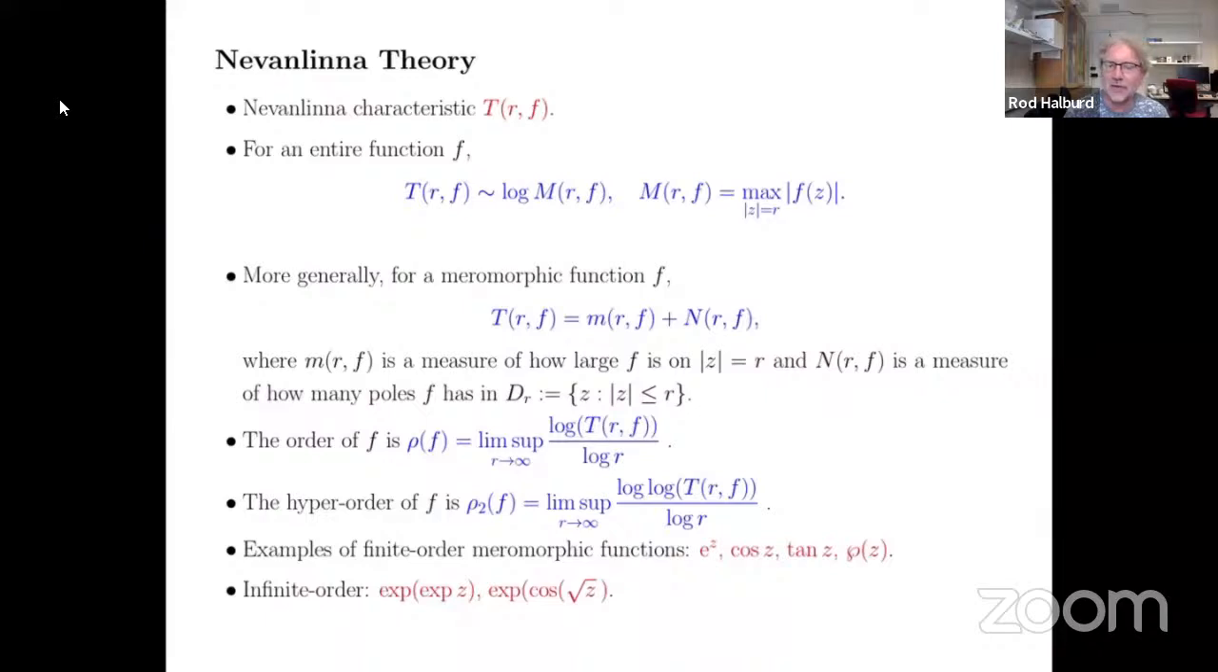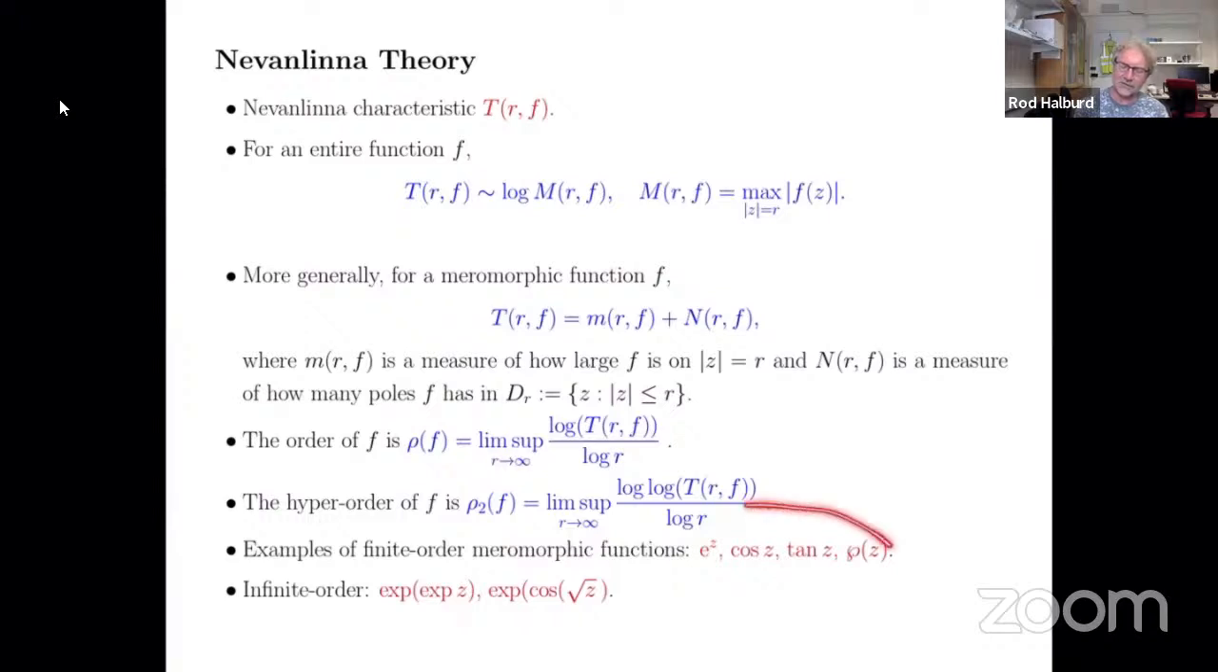And there's also something called the hyperorder, where we chuck on an extra log. So the reason I'm talking about this, originally we talked about finite order functions, but basically all of the proofs that we have, you can assume something weaker, which you can assume a little bit bigger growth. So you can assume that the hyperorder is less than 1.